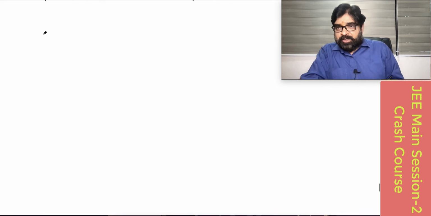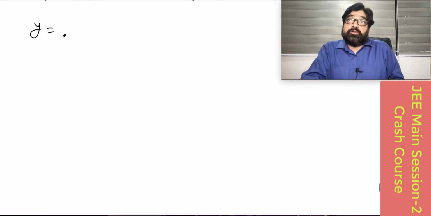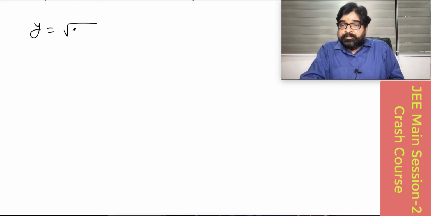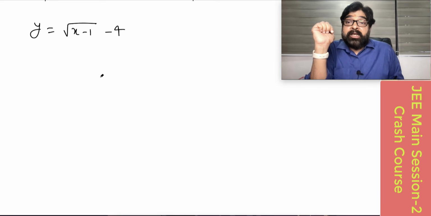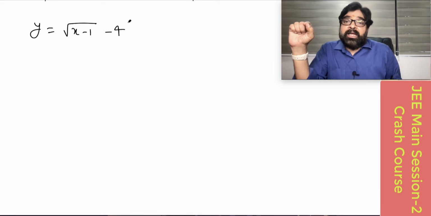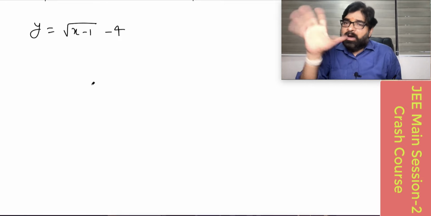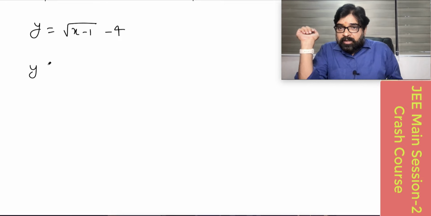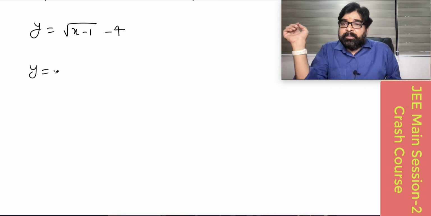Sometimes they can mix. Mixed means, suppose they ask a question like y equal to root of x minus 1, minus 4. If you notice, here a constant is added in the variable as well as in the whole function. So remove all constants first. Remove the minus 1 and the minus 4, the basic graph is y equal to root x. So y equal to root x we will draw.